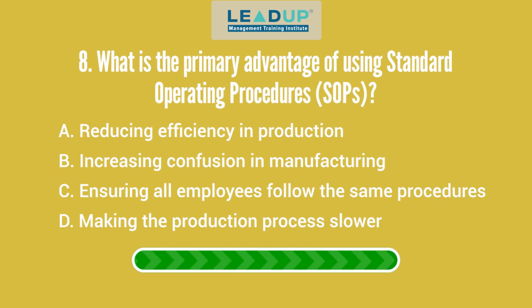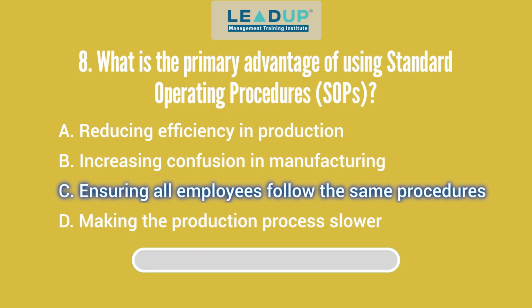Question 8. What is the primary advantage of using standard operating procedures, SOPs? A. Reducing efficiency in production. B. Increasing confusion in manufacturing. C. Ensuring all employees follow the same procedures. And D. Making the production process slower. The answer is ensuring all employees follow the same procedures.